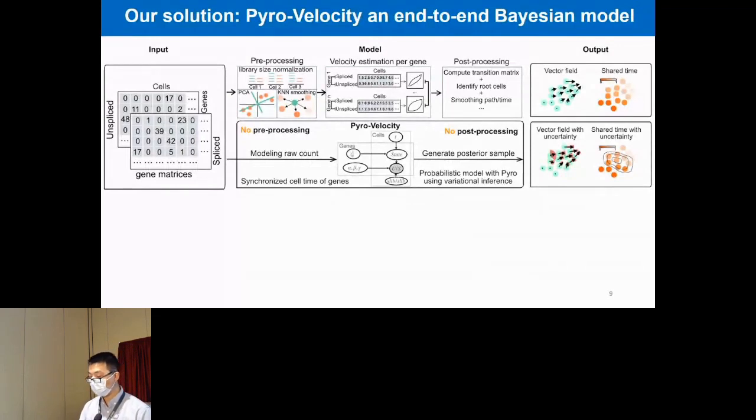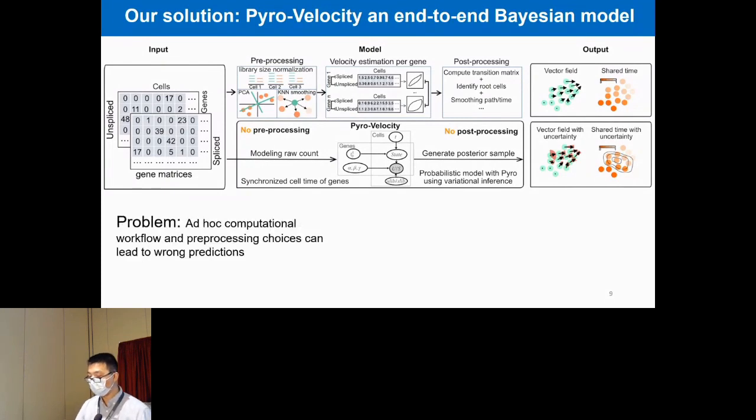We can look at our solution side by side with the previous publication. The input is the same. It's still the spliced, unspliced raw count table. The upper diagonal shows the workflow of the previous RNA velocity model. Here is the problem. The whole workflow design is ad hoc. It constitutes data smoothing and velocity estimation per gene independently, with over 10 different steps of processing.